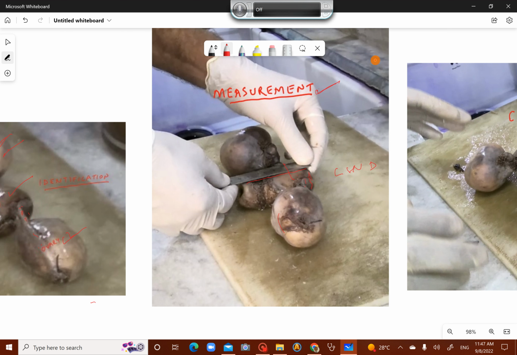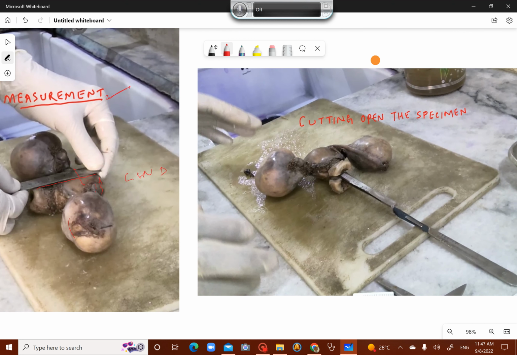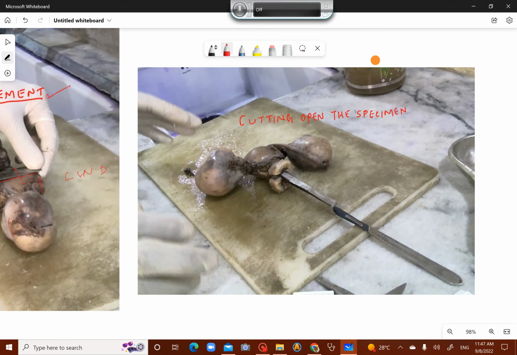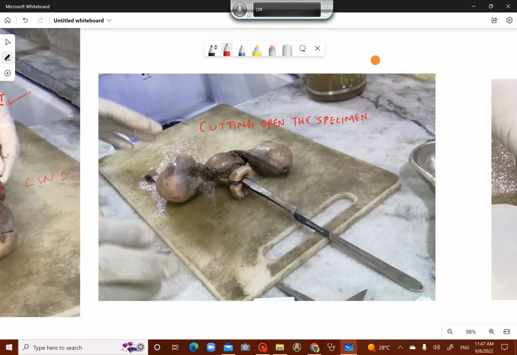But you will continue measuring once you have cut open the tissues. Once you have slit open the uterus, you will still measure the inside of the uterus, the size of the endocervix, the size of the uterine fundus, the size of the myometrium, and so on. So the measurement continues throughout the grossing process. So after you have measured the tissues, then next comes cutting open the specimen.